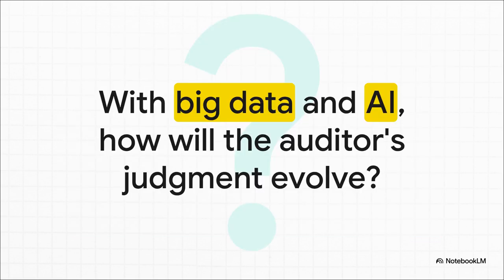So, to wrap things up, let's look to the future a little bit. I want to leave you with this question to chew on. We've spent all this time talking about sampling, which is all about not testing everything, but what happens in a world of big data, AI, and powerful analytics where we might soon be able to test 100% of transactions? What does that do to the idea of sampling? Does the auditor's judgment become more or less important? It's definitely something to think about.